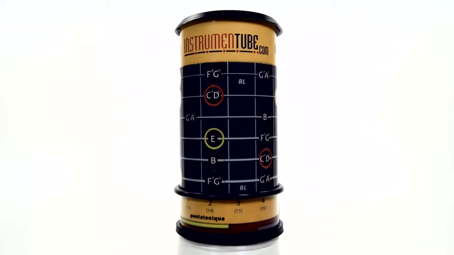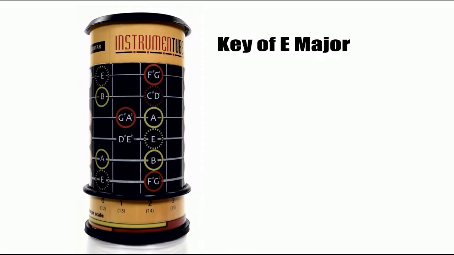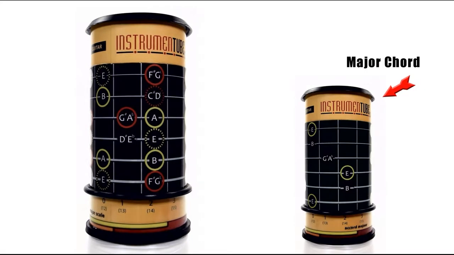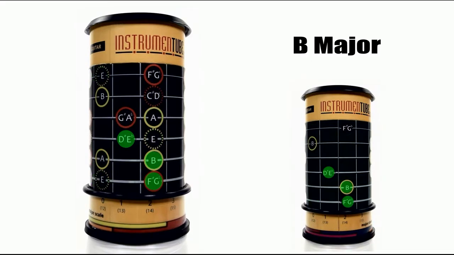You can also use the pentatonic scale in other parts of the major scale. For example, in the key of E major, use the chords of E major, A major, and B major, like this.